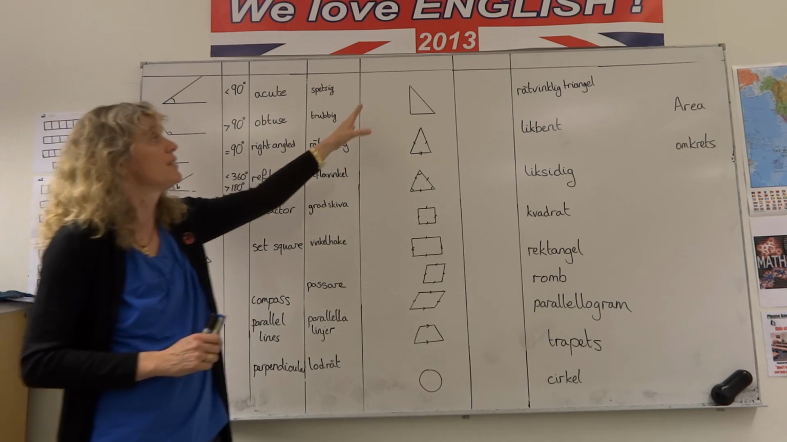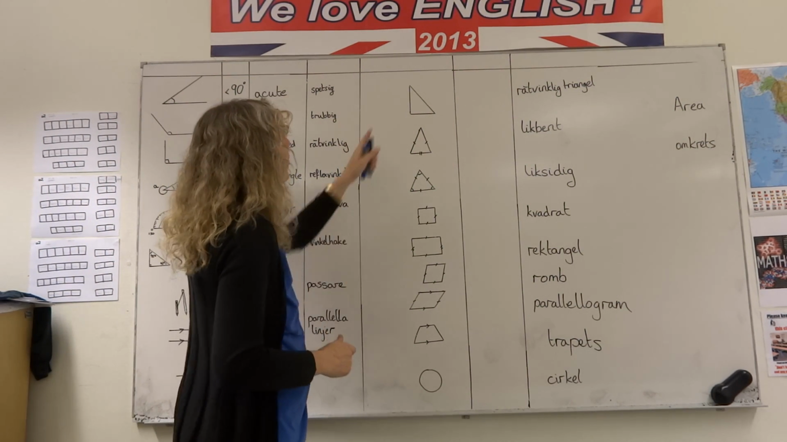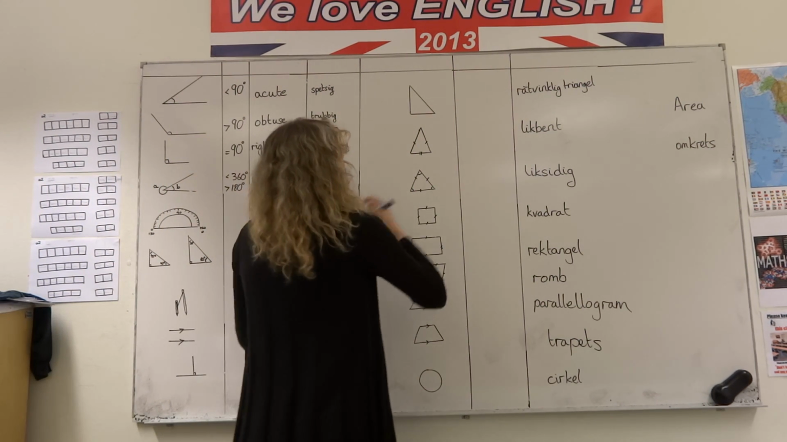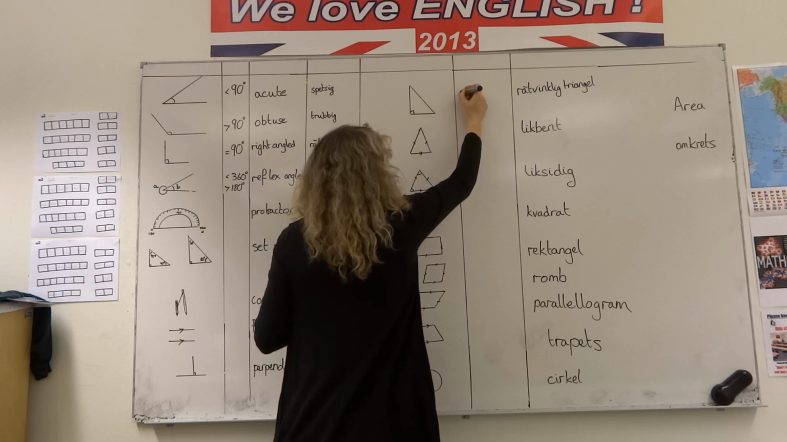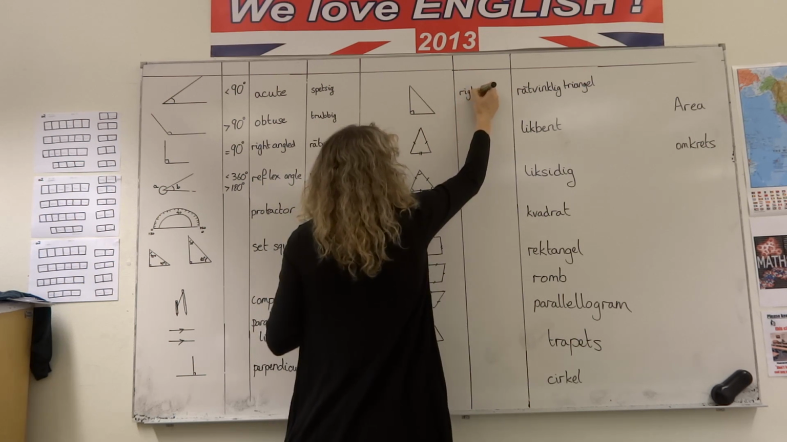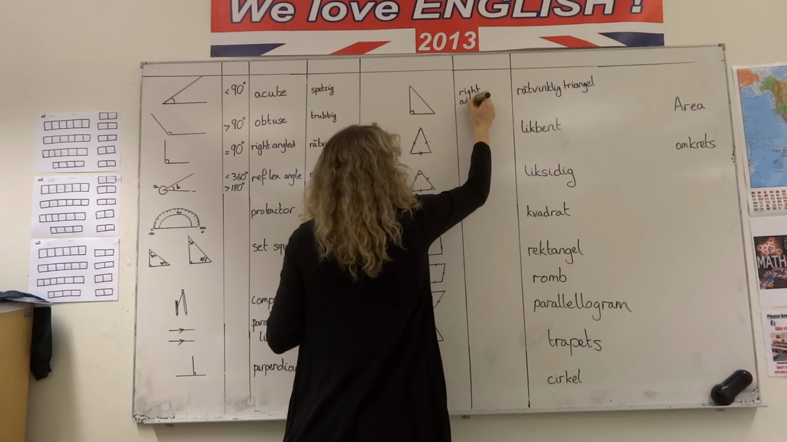But then we also have different types of triangles. We would call this angle a right-angled triangle. Any triangle with one right angle in is called a right-angled triangle.